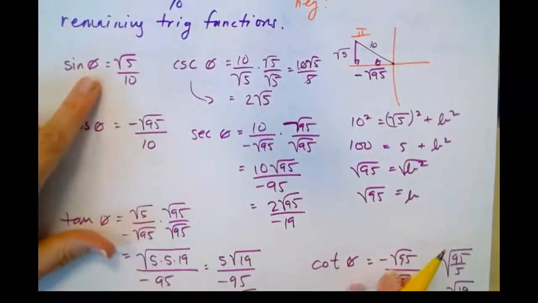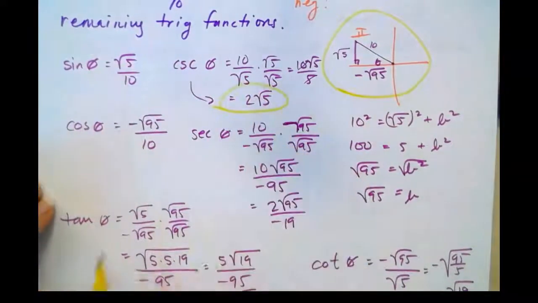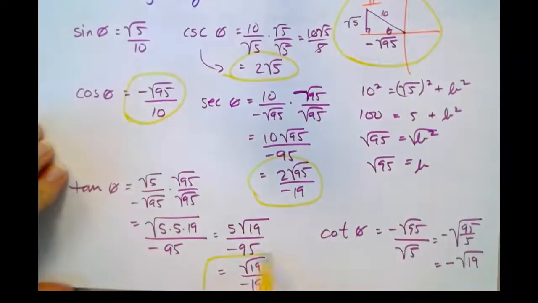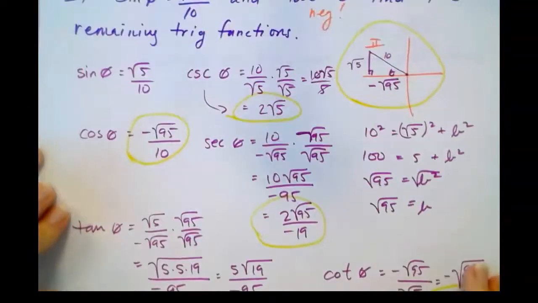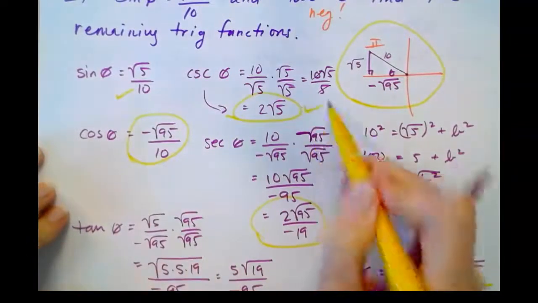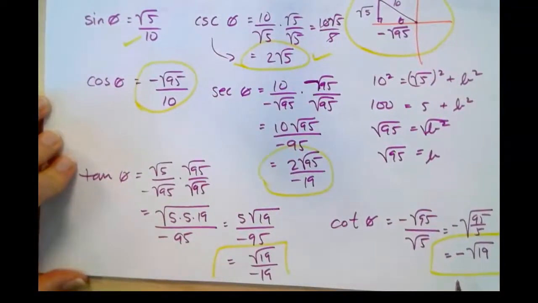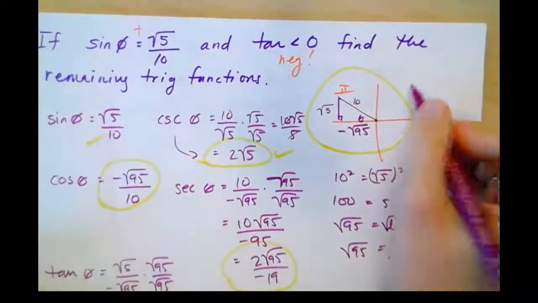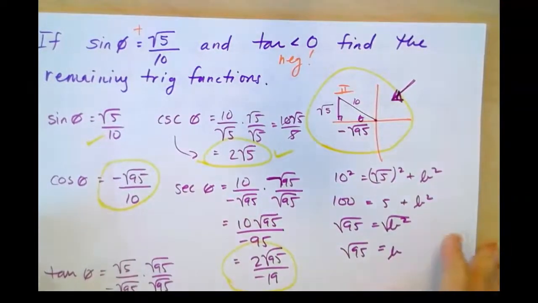Remember, we were given the sine. You have to draw the diagram on the test. There's your cosecant, your cosine, your secant, your tangent, and your cotangent. Once again, in quadrant 2, the sine is positive. That means the cosecant is positive. But cosine, secant, tangent, and cotangent are all negative. Everything's hinging on you getting this diagram correct.